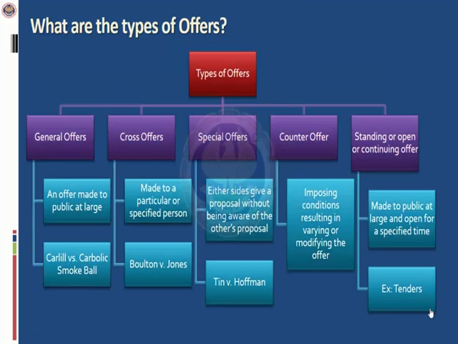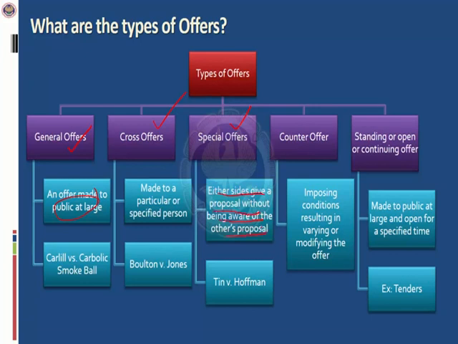Now comes the warning bell. How do we need to identify what kind or what type of an offer it is? First, what is a general offer? An offer made to public at large. Because I'm saying it in a general sense, I may be talking to everybody around. Second, it's a cross offer. That is, it is made to a particular specified person and I get a counter offer back. Or maybe directly to a particular person as such. Special offer: either side gives a proposal without being aware of the other's proposal.